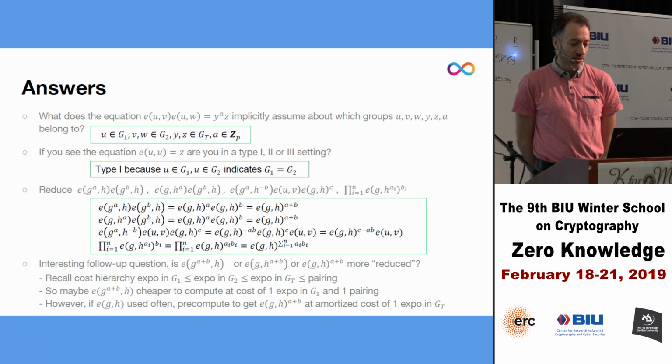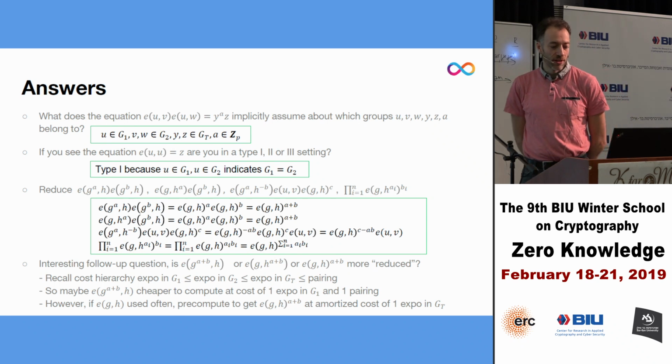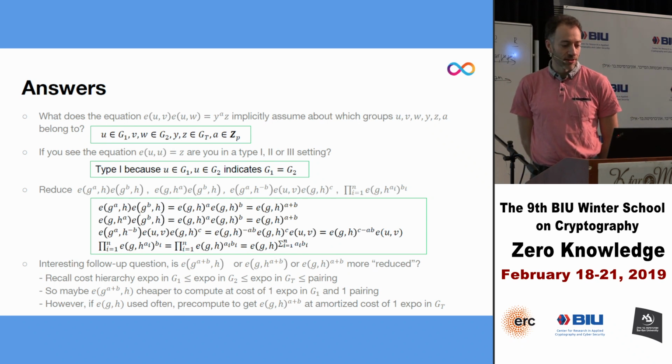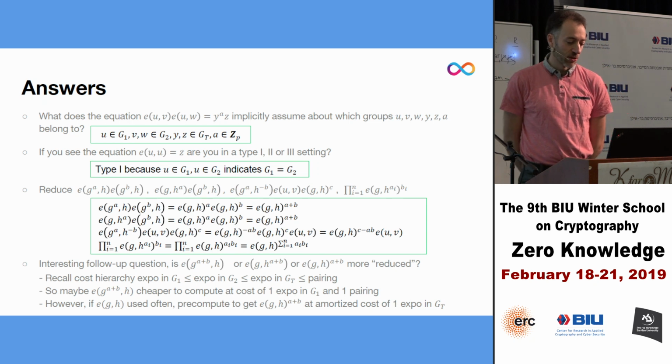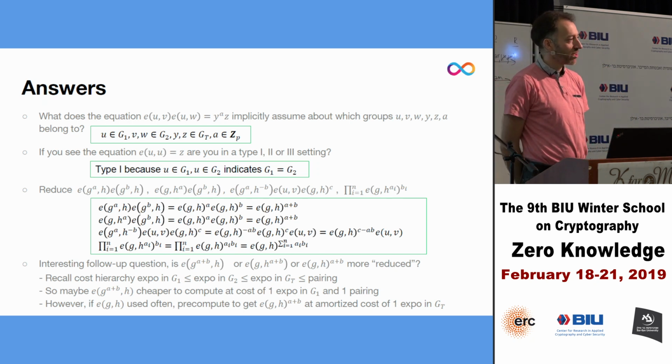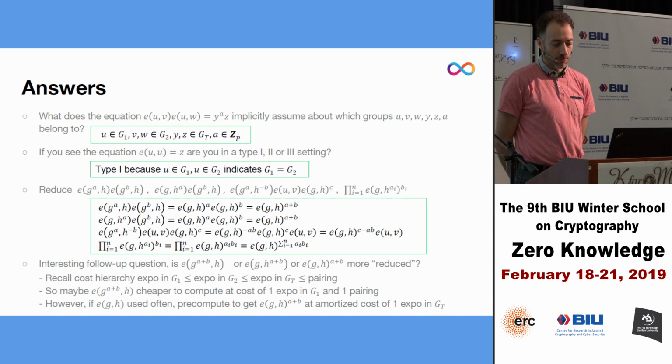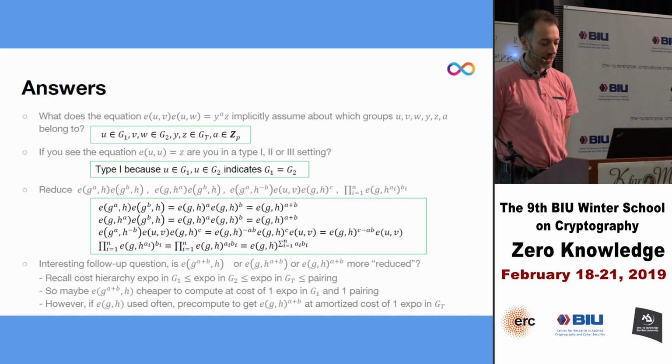And for products of pairings, again, we can pop things out in the exponent because of the bilinear property of the map. And we get the pairing of GH to the sum of the AIs and BIs.